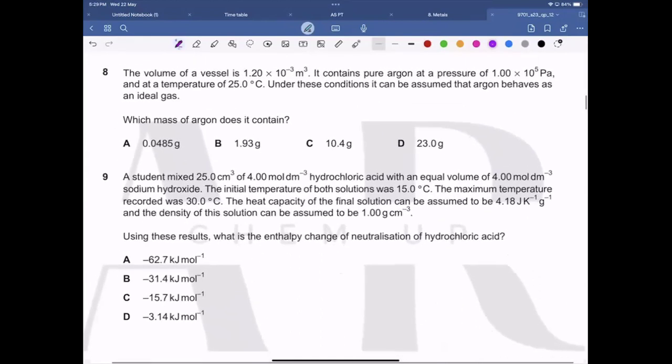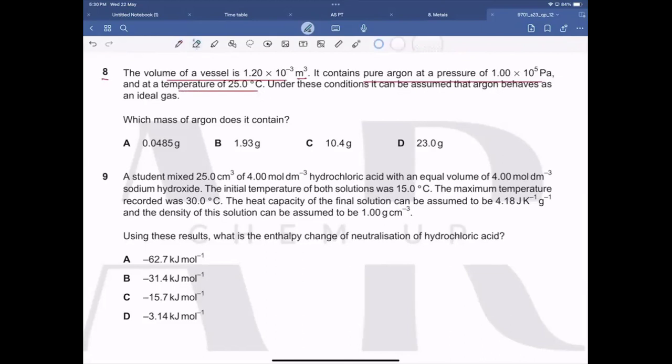Now, question number 8. The volume of a vessel is 1.20 × 10^-3 m³. It contains pure argon at a pressure of 1 × 10^5 pascals and a temperature of 25 degrees Celsius. Under these conditions, it can be assumed that argon behaves as an ideal gas. What mass of argon does it contain? I think we can use the formula.